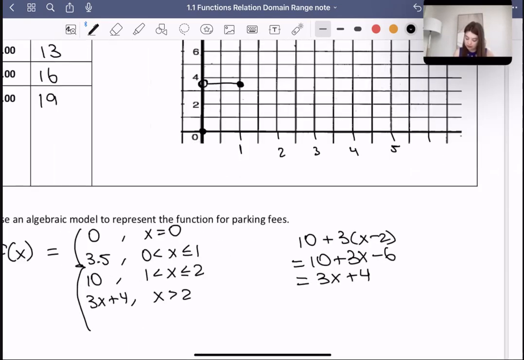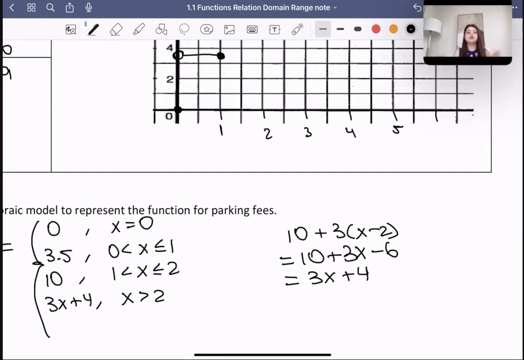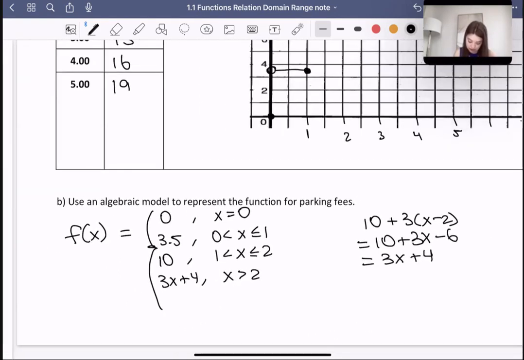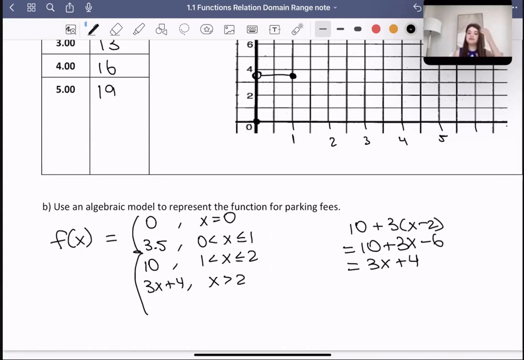So this is just a way to take what the equation told us, which is that it's $10 plus 3 times however many hours we had after 2 hours. So 3 times x minus 2, we're just simplifying it, and we're putting the simplified version into our algebraic model. And in general, when we have piecewise functions, we don't always have to know right away what the simplified version is, but we should put the most simplified version in our final response, right? We shouldn't have 10 plus 3x minus 2. We should have the simplest version of this line in our final response.